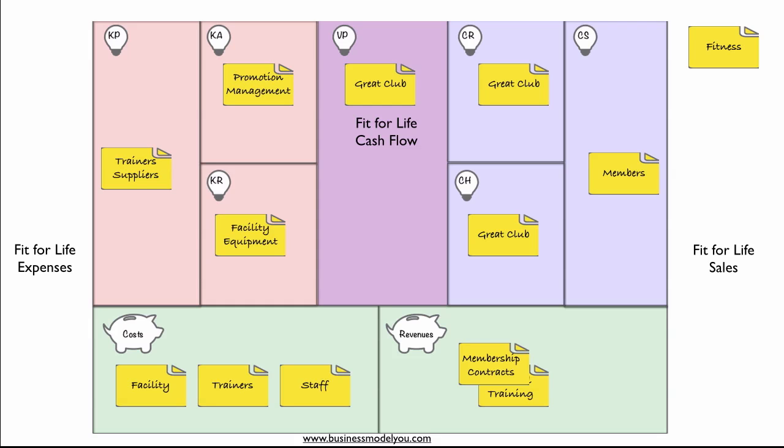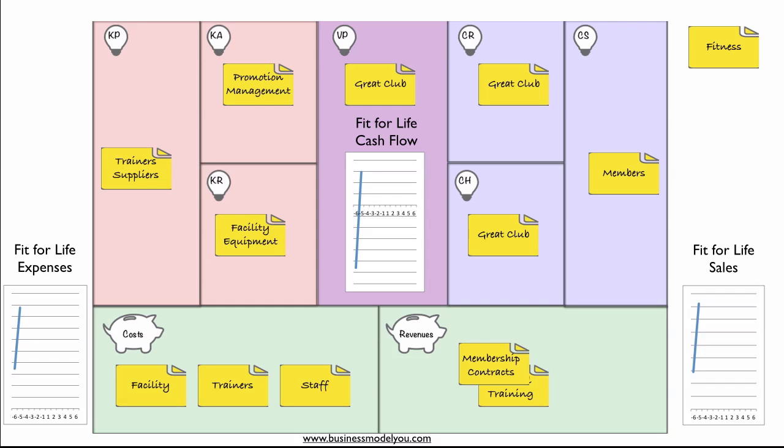Now we want to take a look at how these businesses perform through time. It's a little bit problematic to look at dynamics on the business model canvas, but they do give us extremely useful insights. This is the fitness club example we had gone through earlier before the pivot. You'll see membership contracts are the primary revenue source.